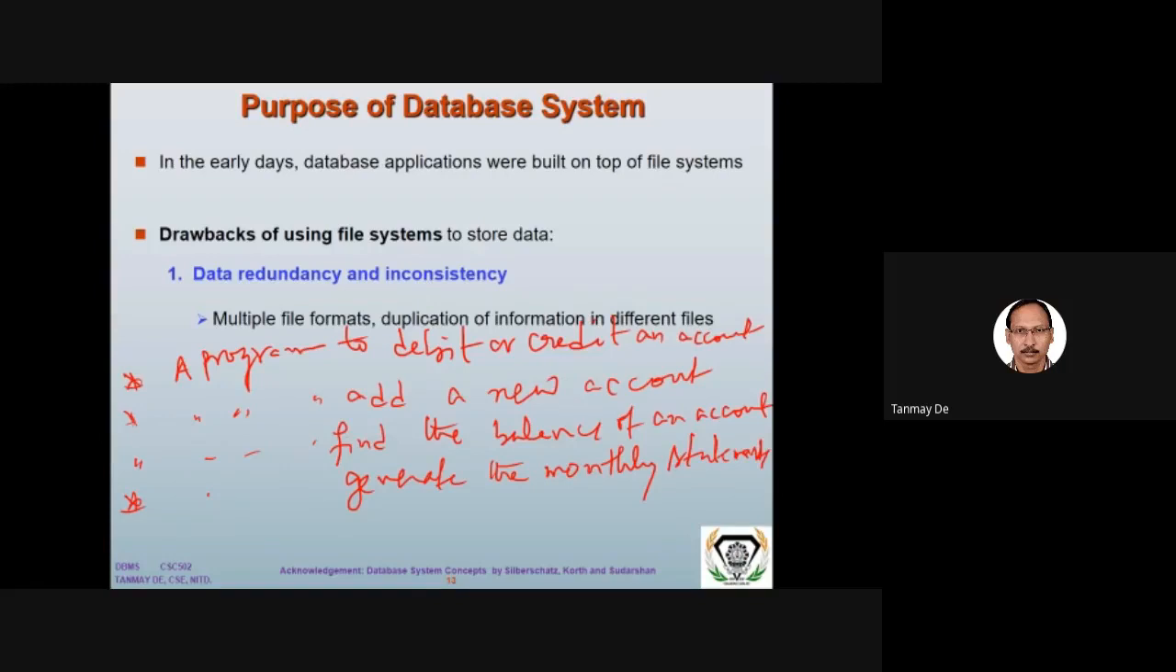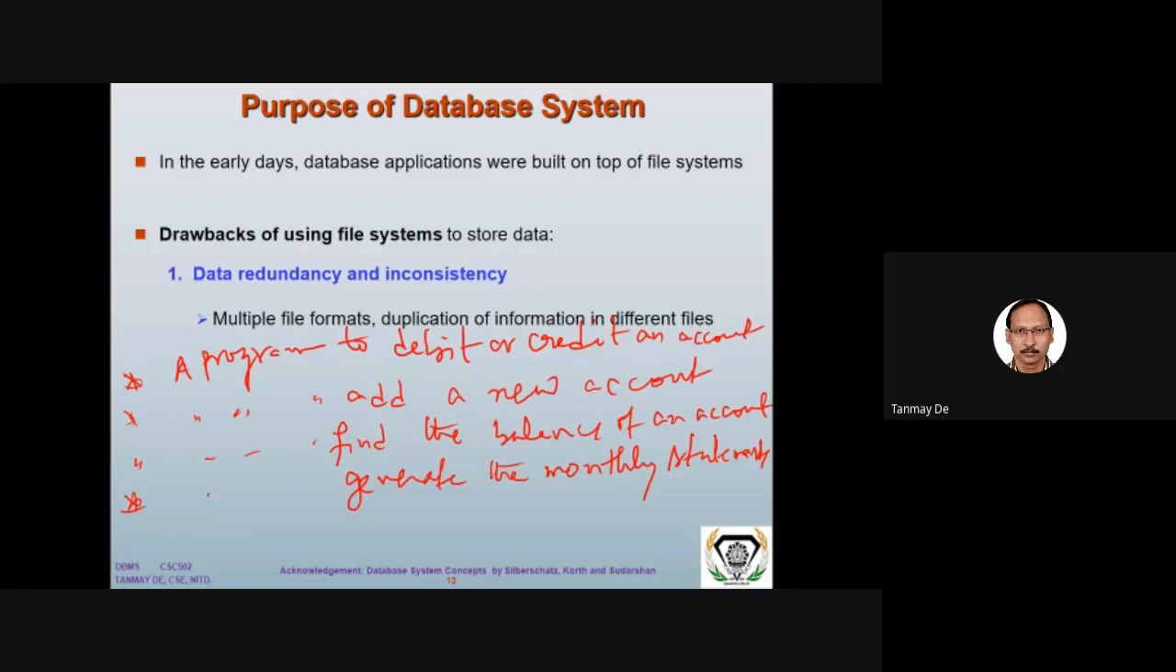Not all the application programs are written in one particular programming language. Maybe some are written in Fortran, some in COBOL, and some in a C type of language. So there are chances that the same piece of information may be duplicated in different files.